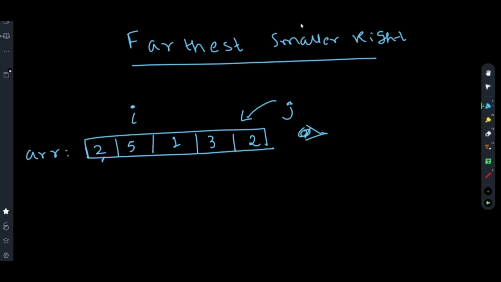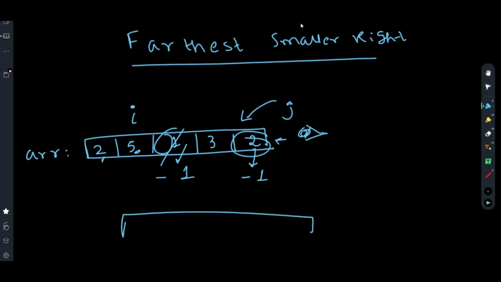For example, for 2, the rightmost element which is smaller than 2 is 1. For 5, the rightmost element smaller than 5 is 2. For 1, there is no element to the right of 1 that is smaller than 1, so this position will have a -1. For 3, the smaller element to the right is 2. And for 2, there is no further element to the right, so it will be -1.